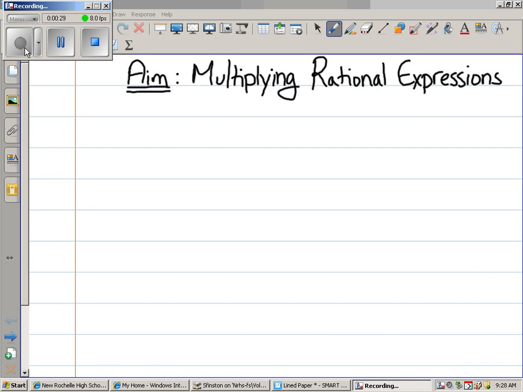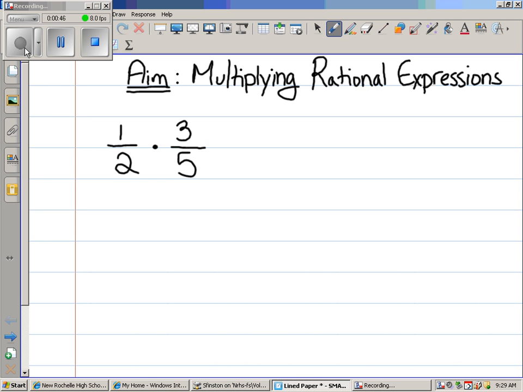If you were in normal algebra class, we'd be using just numbers, but you're in Algebra 2 Trig, so we're going to use polynomials, and you can see what you're in for from the sheet that I passed out. Let's practice with normal fractions. Suppose I have a half times 3/5. What do you get?